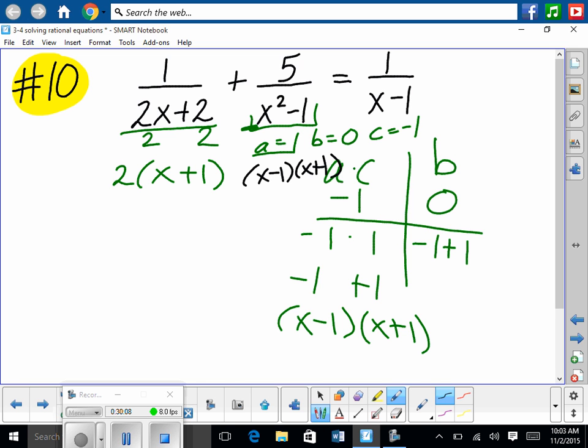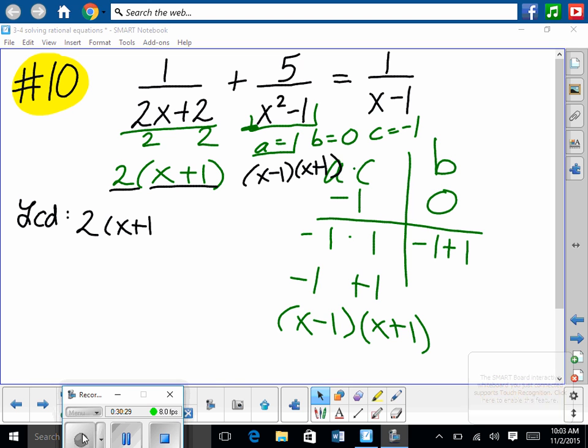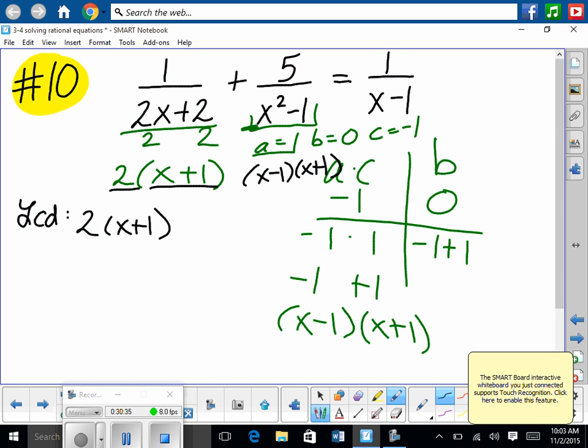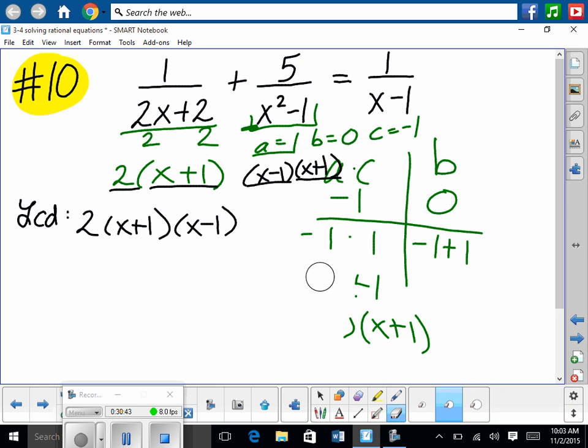So let's list out our LCD. This one has a 2, we need a 2. This has an x plus 1, we need an x plus 1. And then we have an x minus 1. Are you guys following or paying attention? Okay, so that's our LCD. Are we all okay with that? Okay, let's go through and fix all of these.